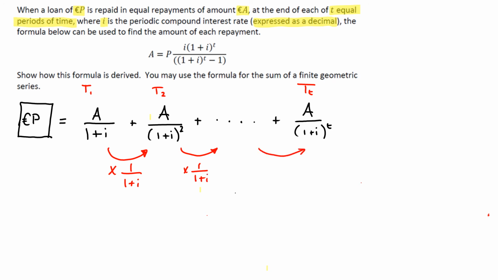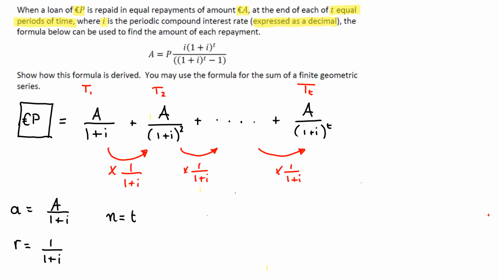And we need to know two things for the geometric sequence? Well, we need to know three things really. So our first one is a, the first term, which is a over 1 plus i. The next thing is r, the common ratio, which is 1 over 1 plus i. And the third thing that's really important that you know is n, which is equal to t.